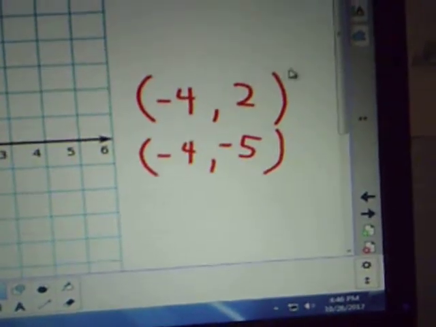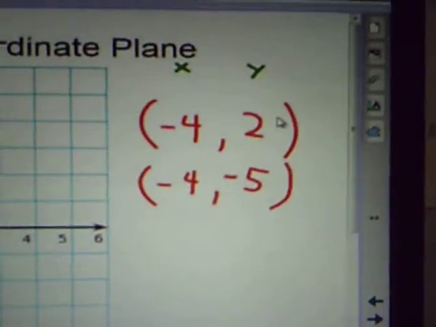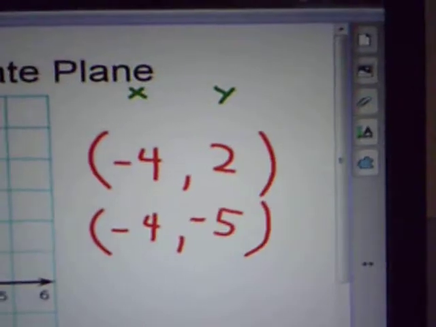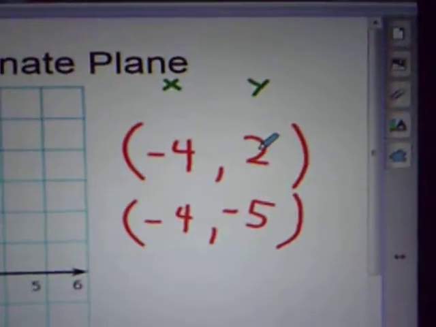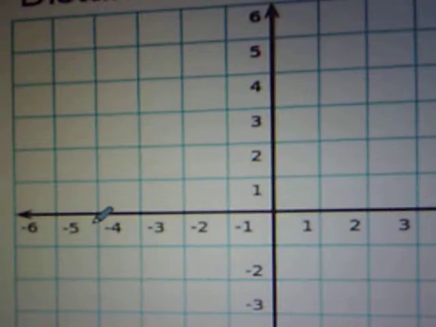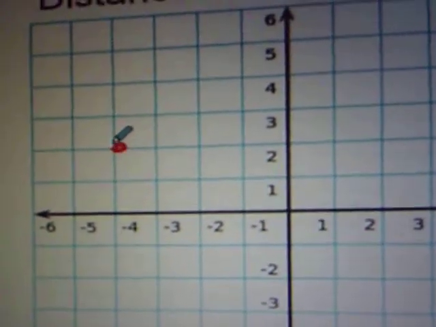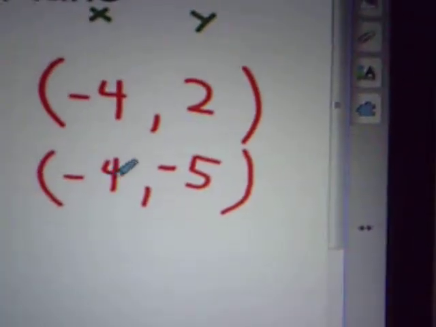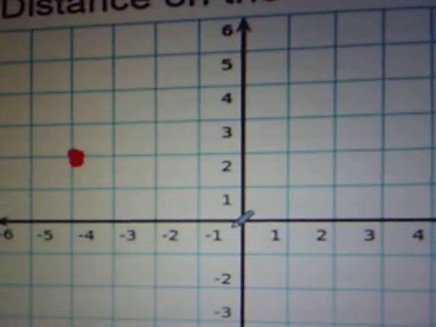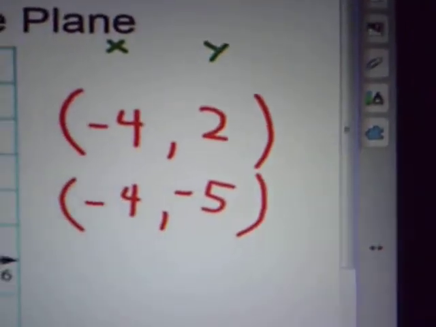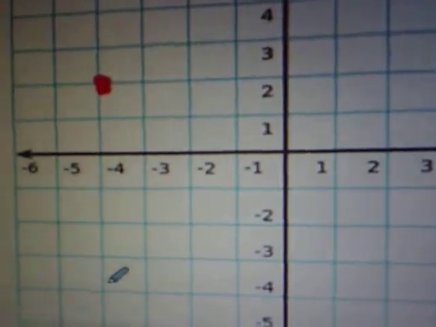So here's another set of points. Here's 2 points. Since I do have a graph here, we can put them on the graph, and then we can count. So, -4, +2. Let's start. -4. Then +2. There's my -4, then up 2. There's my point. Next point is -4, -5. So this one is also at -4, but instead of going up 2 this time, we're going down to -5.